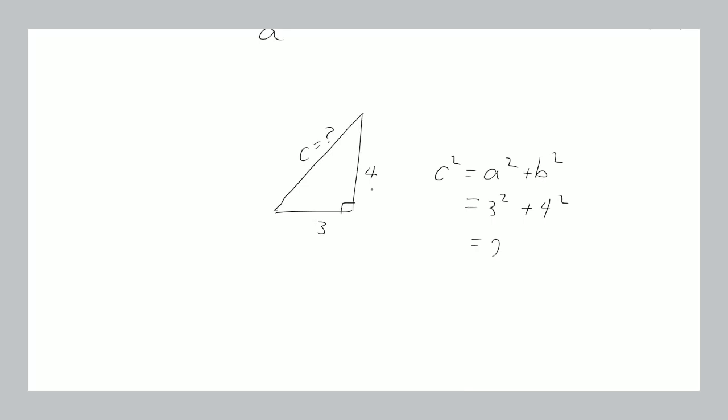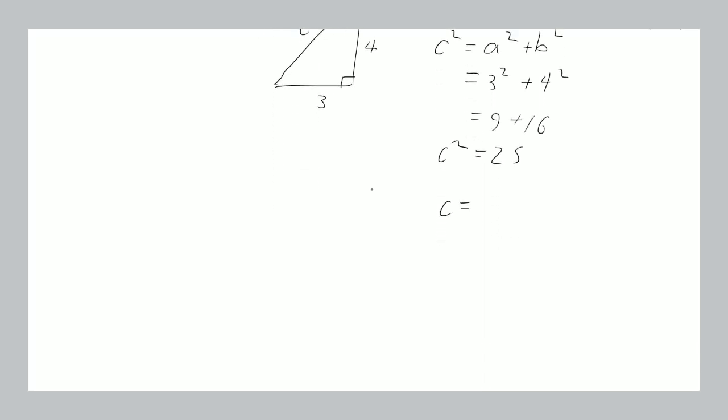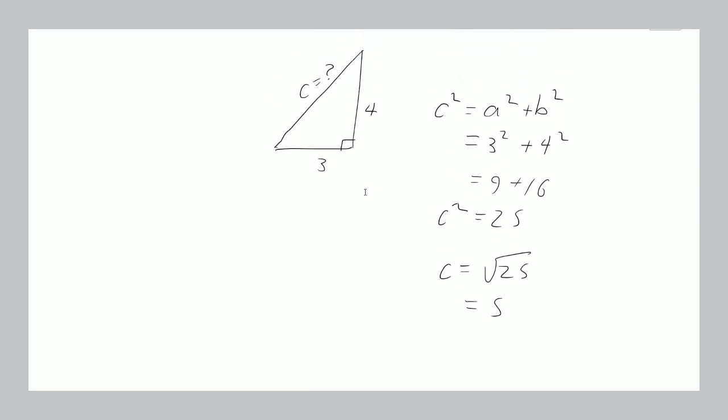So for example, if you have a right angle triangle, and let's say the side lengths are 3 and 4, the two sides that touch the right angle, what is side C? What's its length? Well, C squared is equal to A squared plus B squared, where A and B are the two sides that touch the right angle. So that's going to be 3 squared plus 4 squared, which is 9 plus 16, which is 25. So if C squared equals 25, well then C is equal to the square root of 25, which is 5. So the length of side C is 5.